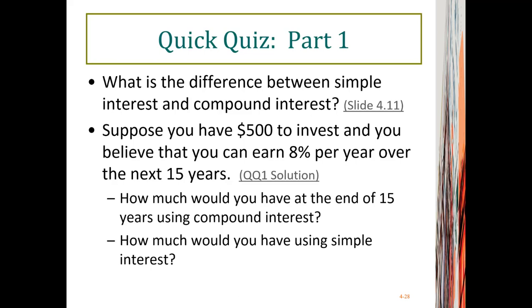Now let's take a quick quiz before we take a break. First one, what is the difference between simple interest and compound interest? And the second one is a calculation. Suppose you have $500 invested and you believe you can earn 8% over the next 15 years. Then how much would you have at the end of 15 years using compound interest? And how much would you have using simple interest? And when we come back, we will review the answers to this quick quiz question.